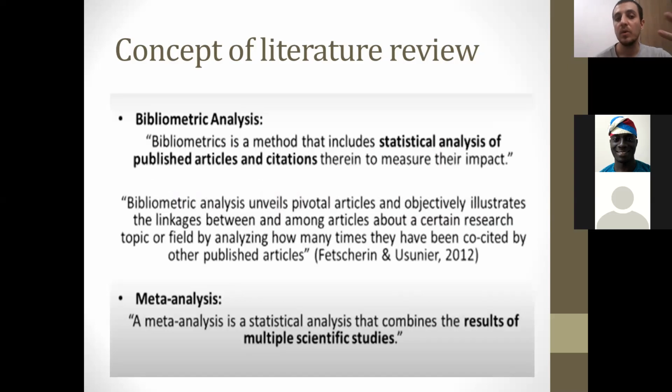There is another way, which is bibliometric analysis, which we will concentrate on right now. You see that bibliometric analysis is related to statistical analysis of published articles and the citations therein, measuring their impact and finding which article is the most cited, and which institution has worked the most on a specific topic. Okay. Also there is another type of literature review method, which is called meta-analysis.